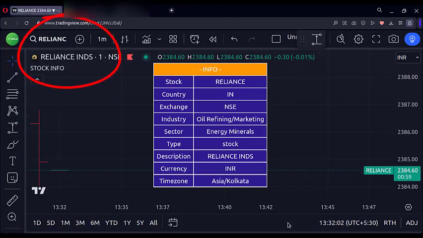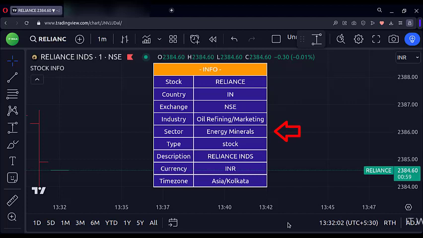Right now, I have added this indicator to the Reliance stock chart. So you can see that the name of the stock is listed here. This is an Indian company, so the country name is shown as IN, which is the short form of India. The stock belongs to the NSE exchange, that is the National Stock Exchange of India. So, NSE is written over here. The company belongs to the oil and marketing industry, so that is mentioned here.